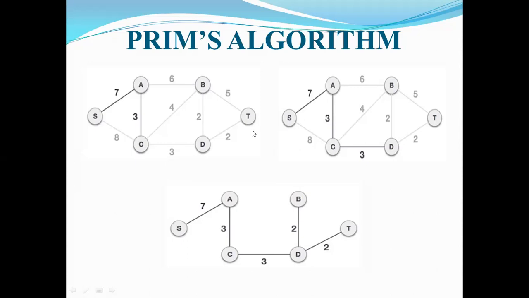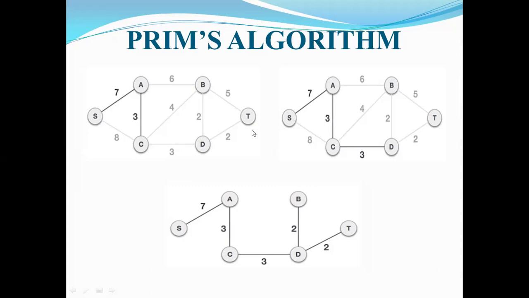Then construct all the possible edges from S, A, C, but there is no possible edge from S because only one edge is possible, that is S to C, and S and C are already present in the spanning tree. So how many edges are possible now? 3 edges. One is A to B, another one is C to B, third one is C to D. Out of these 3 edges, which edge is minimum?